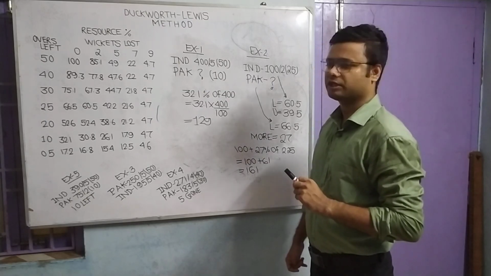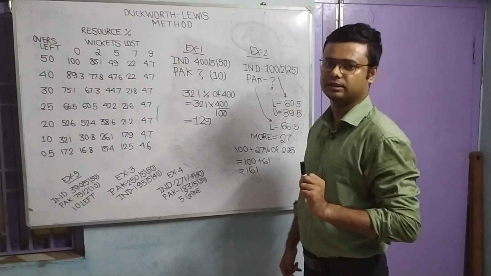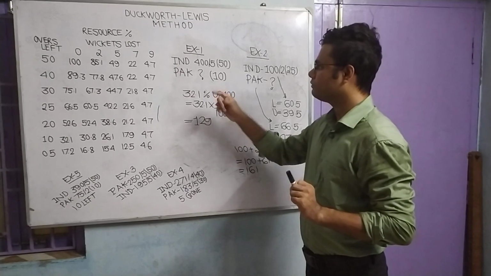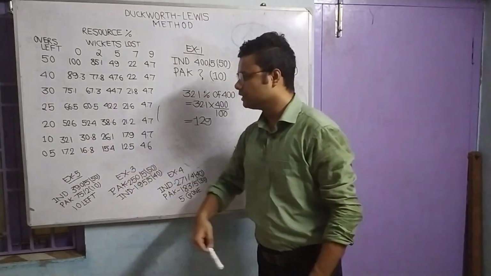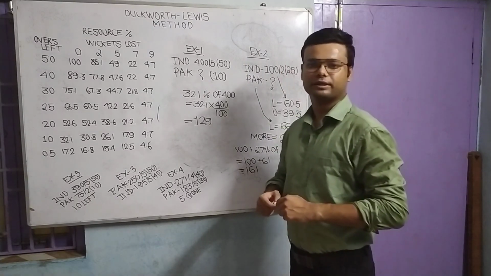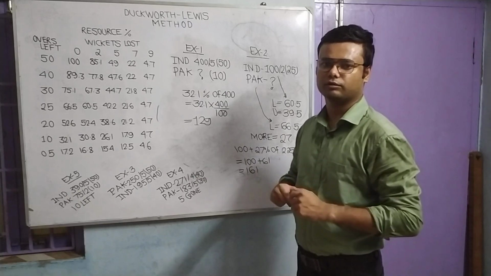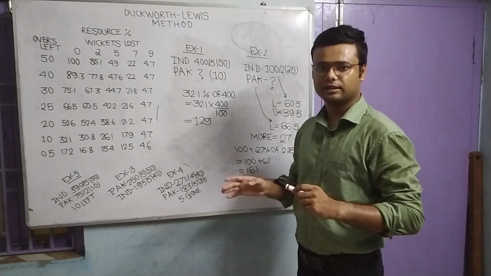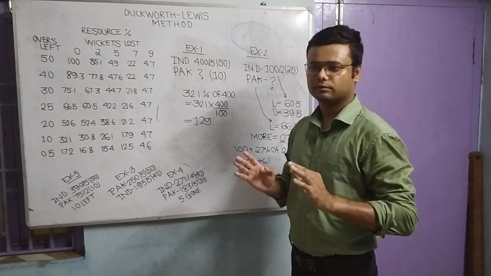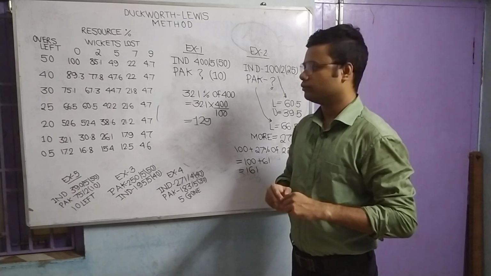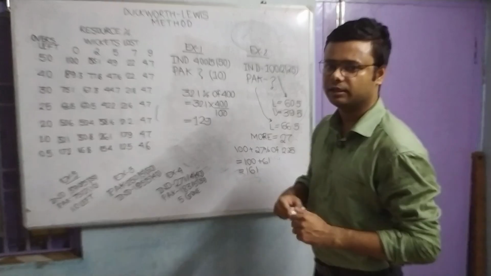From this chart, you can see that India used their 100% resources, but Pakistan, with 10 overs left and 0 wicket lost, have 32.1% resource left. So resource left for Pakistan is 32.1, which is way lesser than India's resources. In that case, Pakistan have to chase a total which is 32.1% of the total runs scored by India.